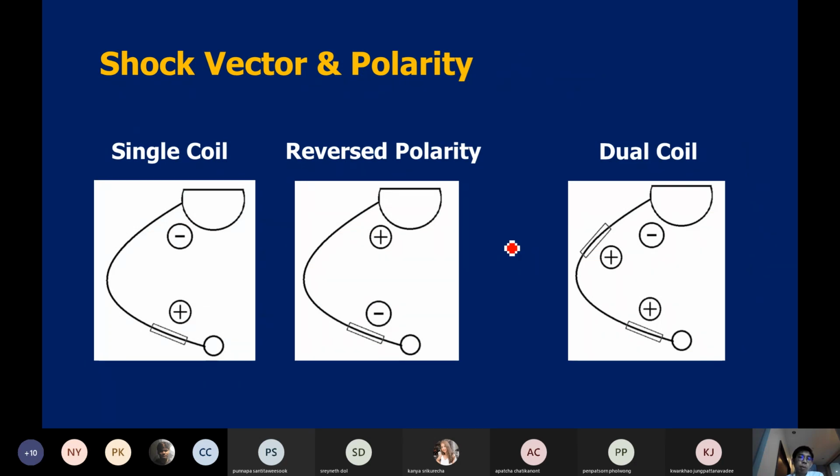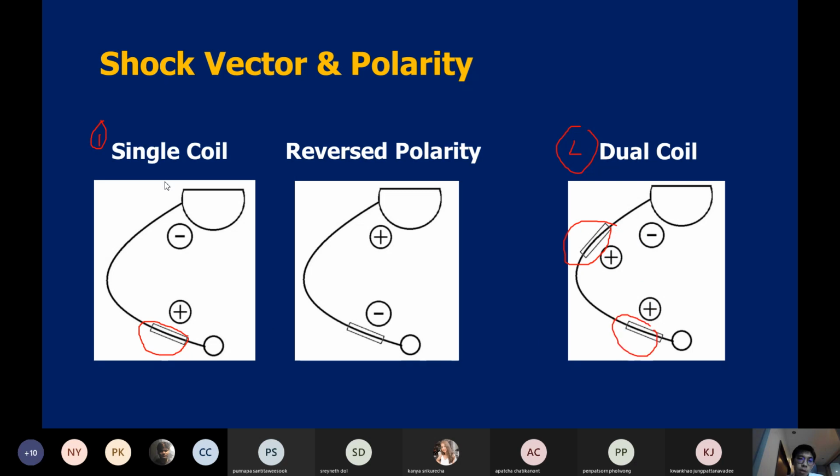The thing you need to know about shock therapy in ICD is the shock vector and polarity. There are two types of ICD leads. The first one is single coil, where there is only one defibrillation coil on the end of the lead. The second one is dual coil, which has two coils, one in the proximal part of the lead and one at the distal part of the lead.